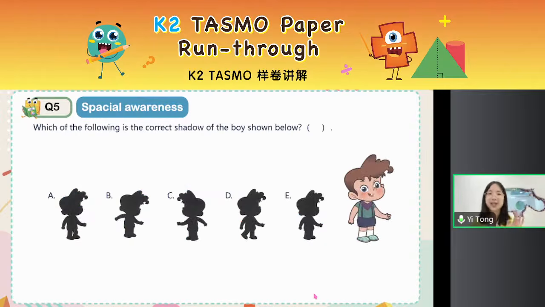Next question, spatial awareness. We have a boy here with this cute little tooth like a bunny, and we're going to find out which one is the correct shadow. Now, for this question, we can compare one part across all of the options, one at a time. So we divide the different parts. So first part, we can look at the head. Yes. So which direction is the head facing? Now type in the chat.